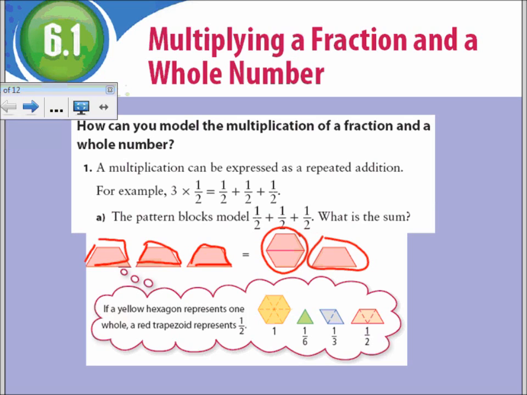The yellow hexagon represents one whole. This would be 1. This is for future. The yellow equals 1. Red equals half. And blue equals 1/3. The green triangle equals 1/6 of a hexagon. As you can see here, 1, 2, 3, 4, 5, 6. There's 6 different parts.